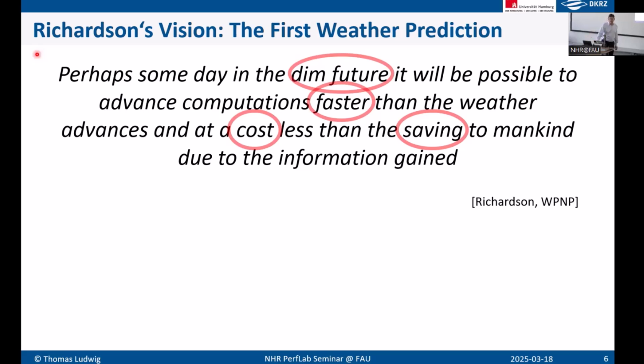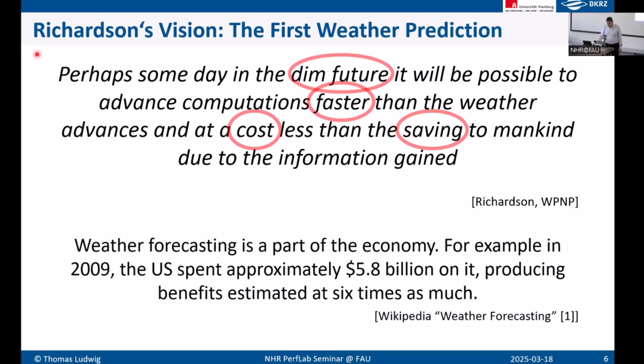Interesting is that Richardson already mentioned the costs. So he said, and also the benefits. He said there will be a benefit for society. There will be savings by having these predictions, and there will be costs for doing that. And at some point of time, we will have fewer costs than we have benefits. And I will show you later how that fits together.